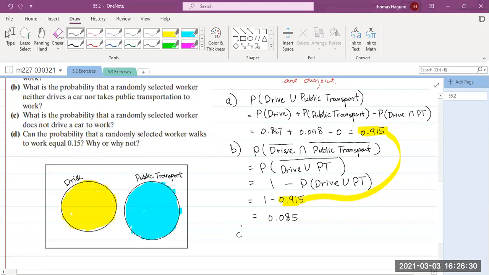Part C. What is the probability that a randomly selected worker does not drive a car to work? So, probability of not driving a car to work. That's 1 minus the probability of driving a car to work. This one is easy. That's 1 minus 0.867. That's 0.133.